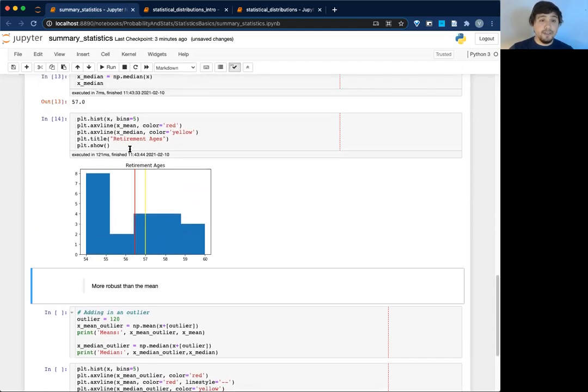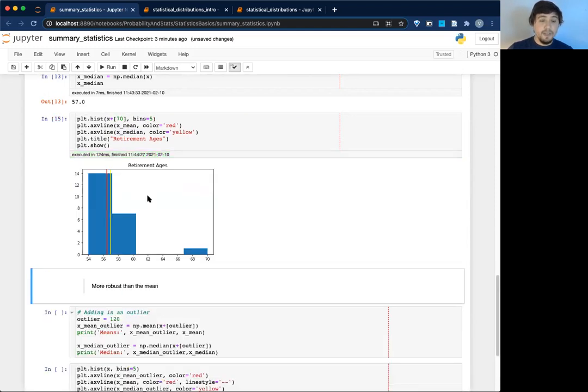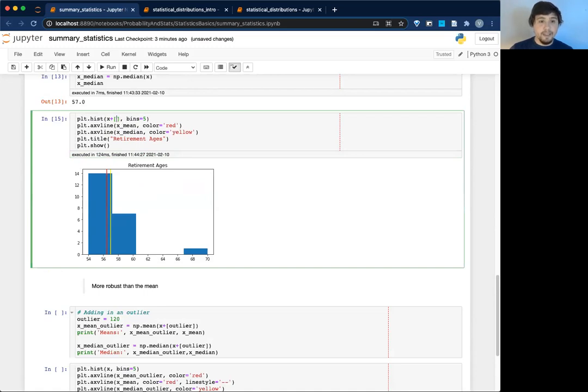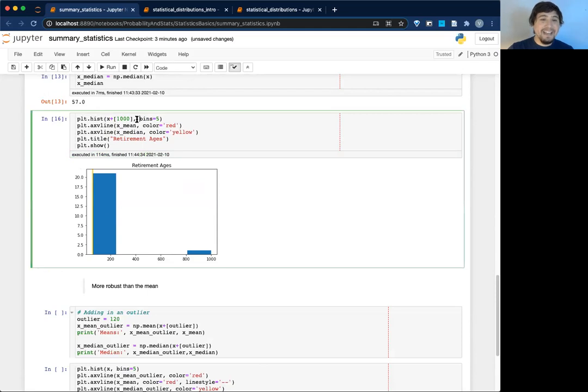So just to show an example of this, if I have x mean, x median, let's do x plus, let's say someone retires at 70. We can see here that it gets pulled over in this direction. If I do some really big values, I think I can get the mean really far off. I can't even see now. Oh, you know what? That mean's not going to change because I'm actually just adding these values on here.